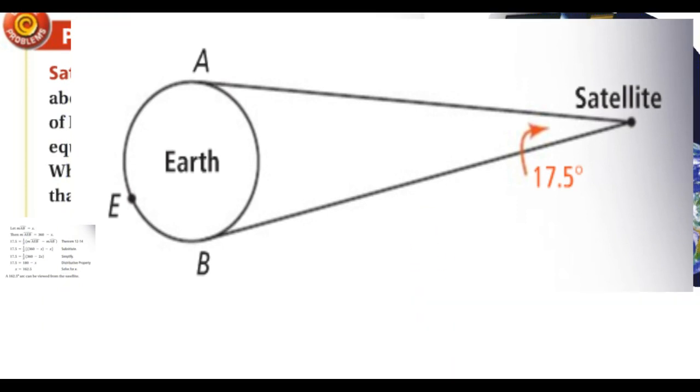And let's let this right here equal x. I think what we're wanting to look at is what this arc right here is. I didn't even read the problem myself. I've just done this so many times that I jump in and start working without reading it. But I'm pretty sure that arc AB is what we're looking for there, the surface area of the Earth, or the arc measure that the satellite is viewing, if this angle right here is 17.5 degrees.